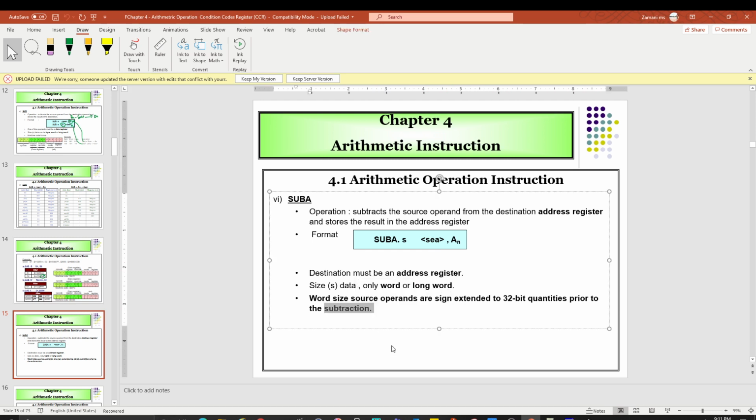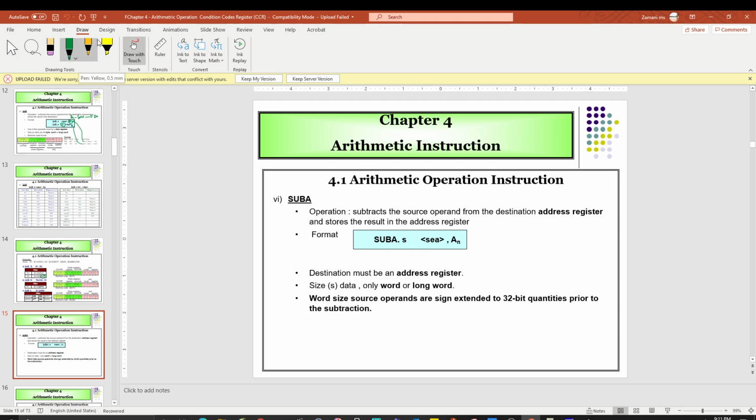So it means that if you use W, you have to do the sign extend rules. And then you can subtract the contents in the word size after you sign extend it. Okay, so let's try to look at the example.